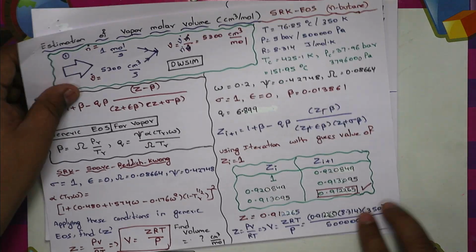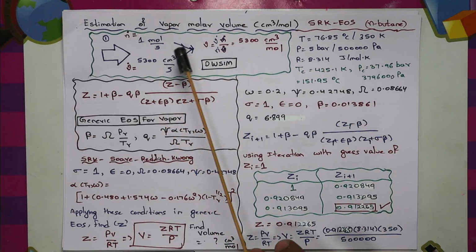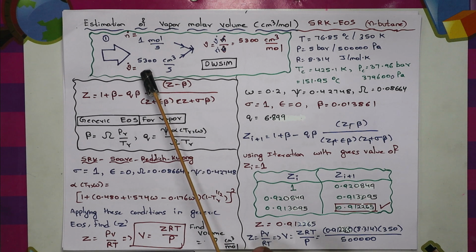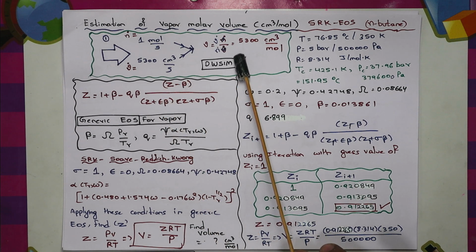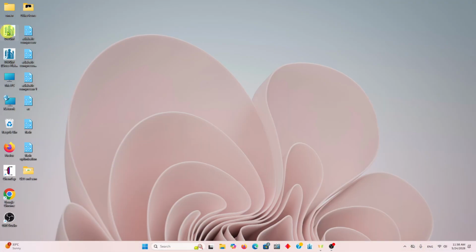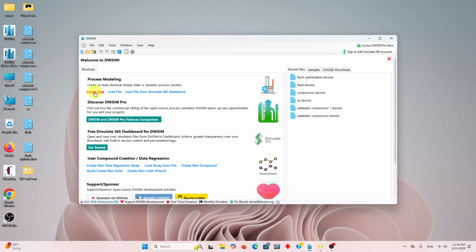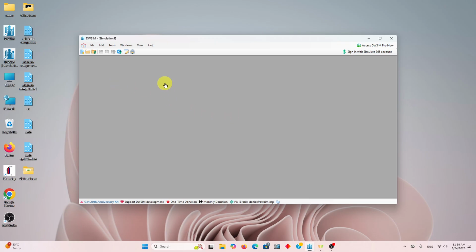Let us put these values into DWSIM and see how much molar volume we get from the DWSIM method. One second, let us go to DWSIM. Turn on DWSIM. It is the same method we are following. Create a new simulation, and there will be options that come up.